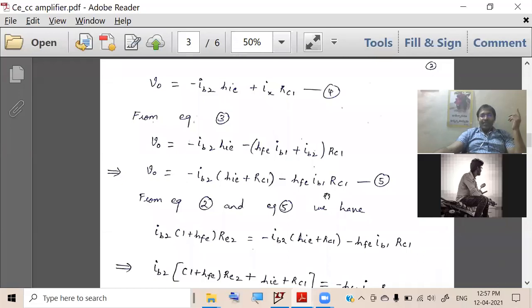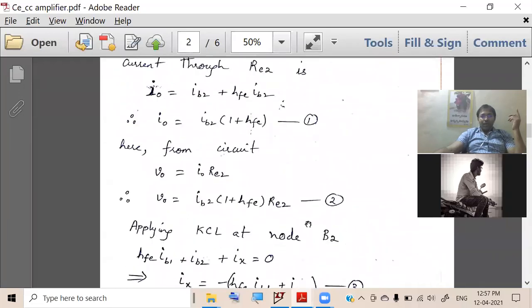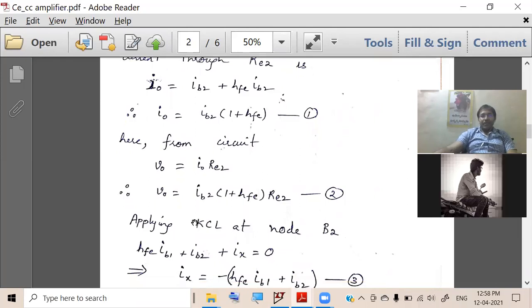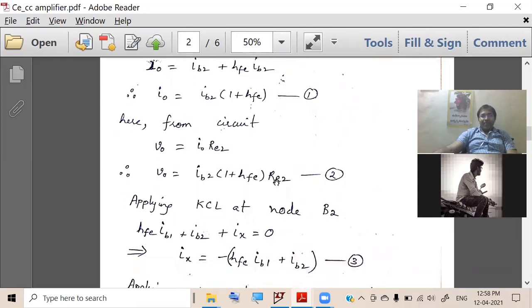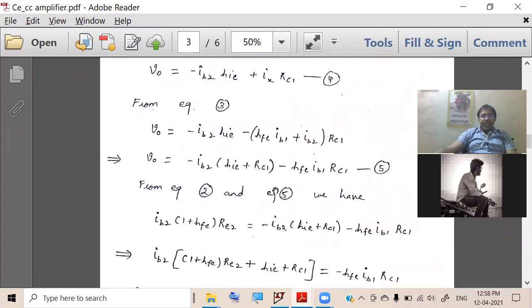And already in equation number 2, we got another expression for V0. It is like this: A is equal to B, A is equal to C. Can I write B is equal to C? Yes or no? So equation 2 and equation 5, both V0, RHS I can compare.